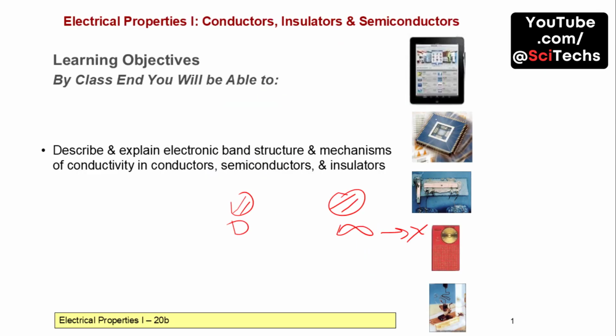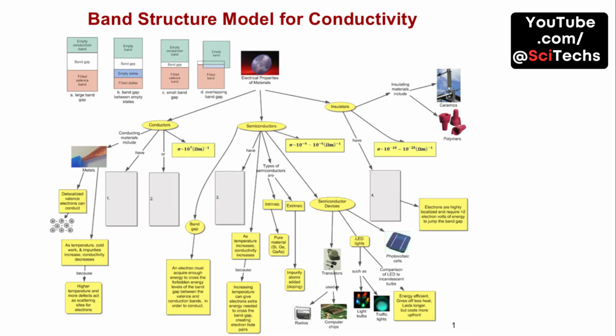We have covered the learning objectives, focusing on electronic band structures and mechanisms of conductivity in various materials. Let's summarize what we've learned. The band structure model for conductivity illustrates how different materials conduct electricity. This model helps us understand the practical applications of conductors, semiconductors, and insulators.